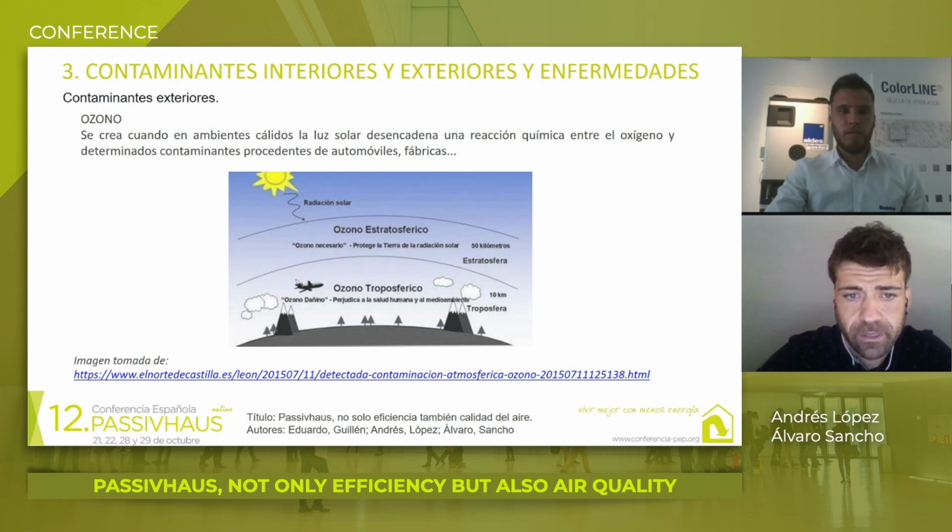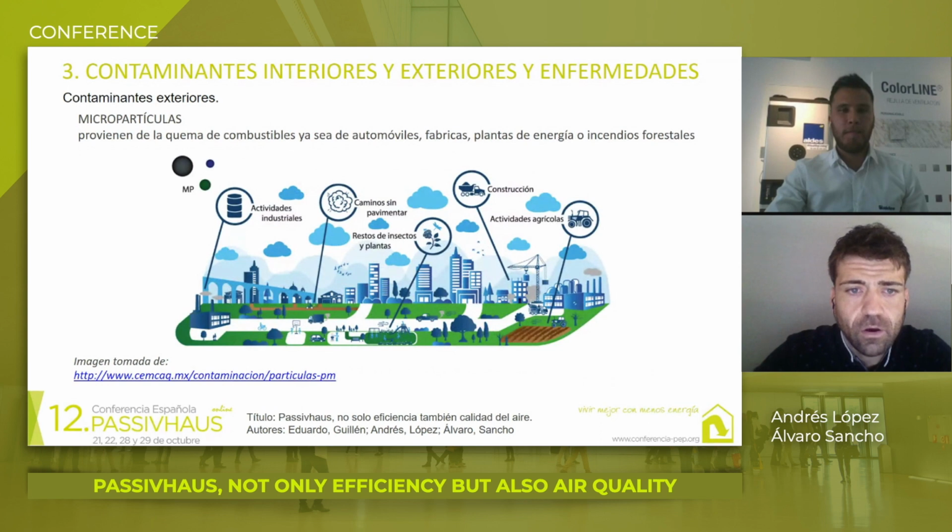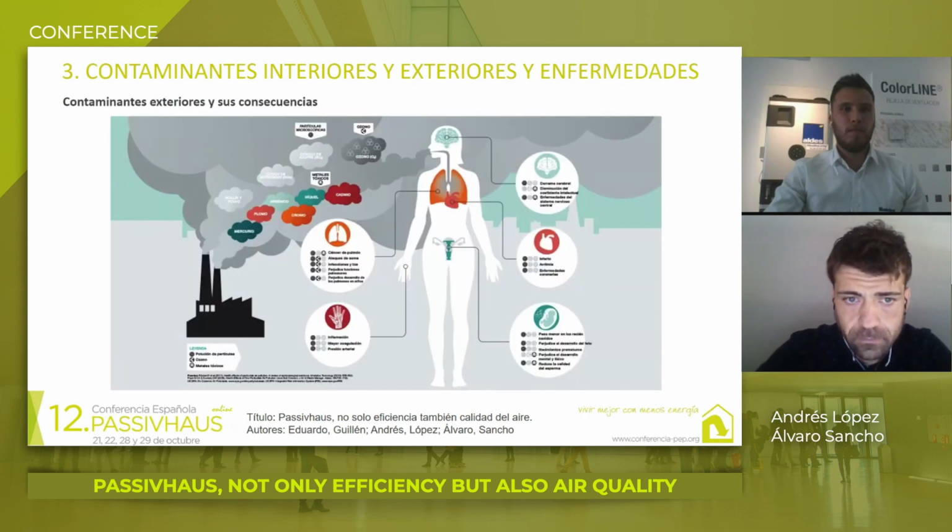This ozone is created in hot climates, and solar radiation triggers a chemical reaction with certain contaminants, for example, from exhaust pipes or from factories. Also, there can be different contaminants together depending on their size, such as microparticles or particulate matter, as Andres mentioned before. These contaminants come from burning of fossil fuels, from automobiles, factories, energy plants, and even forest fires. And as we'll see later, depending on their size, they can be more or less dangerous.